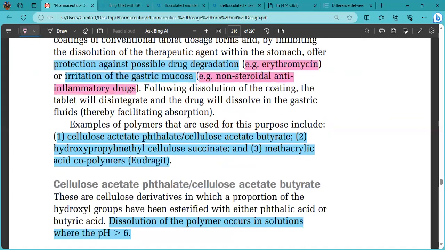Examples of polymers that are used to produce enteric coated tablets: there are 2 cellulose-based ones, and the first example is cellulose acetate phthalate or cellulose acetate butyrate. You can use one or the other interchangeably. The second one is hydroxypropyl methyl cellulose succinate. And the third one is the methacrylic acid copolymers.